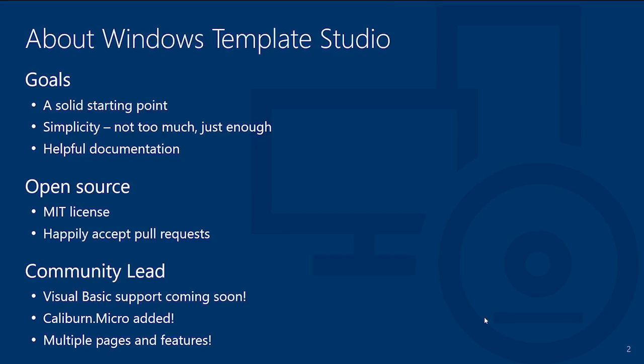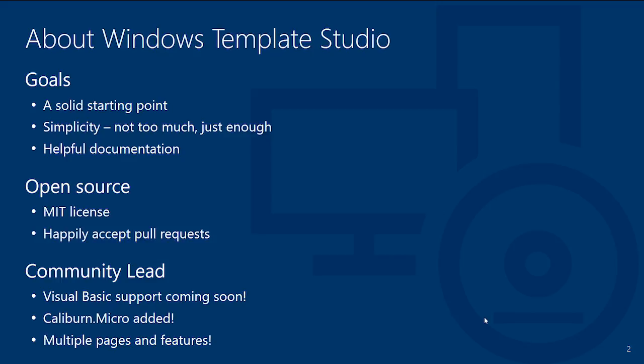So let's talk a little bit about the goals of Windows Template Studio. It's a solid starting point for your application. Our primary goal is simplicity, so we don't do too much. Our goal is just enough to help get you going. That way you don't delete source code and you don't run the risk of deleting too much. Also, throughout the code, we have simple, helpful documentation tips and to-dos for you as a developer to execute on.